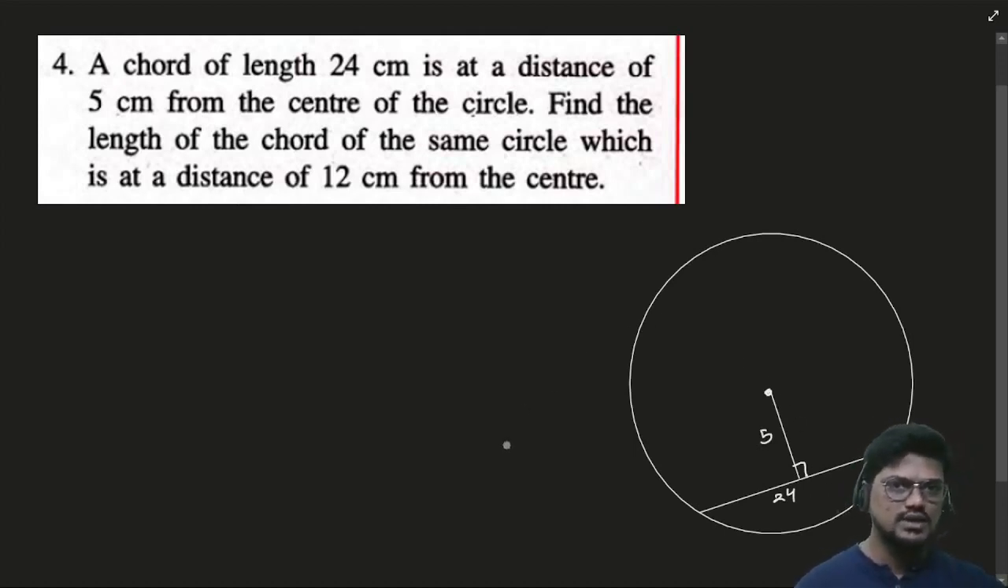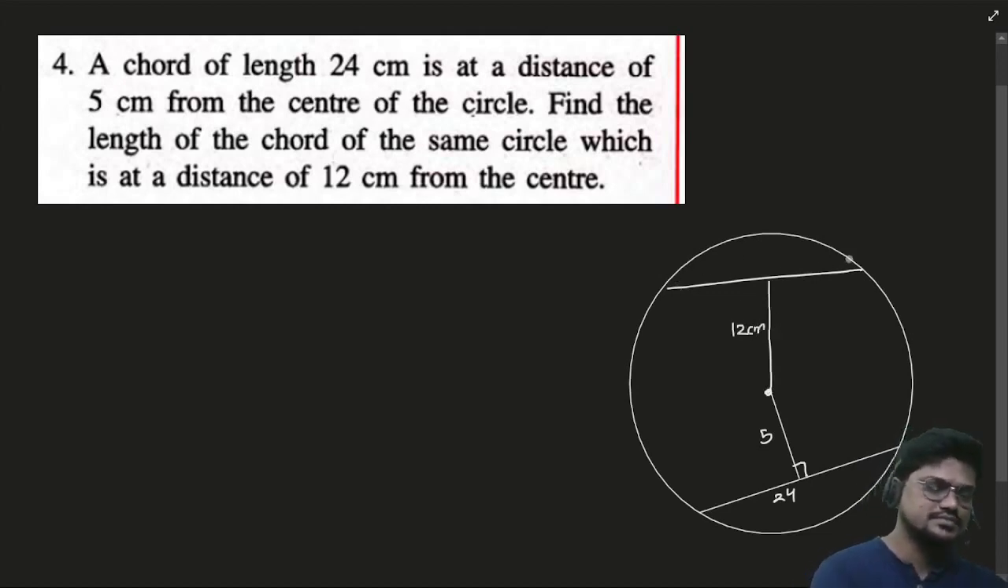Find the length of the chord of the same circle. Now you have to find the length of the chord of the same circle which is at a distance 12 centimeter from the center. Means if this is a chord and this chord is at 12 centimeter from the center, what will be the length of this chord they are asking?